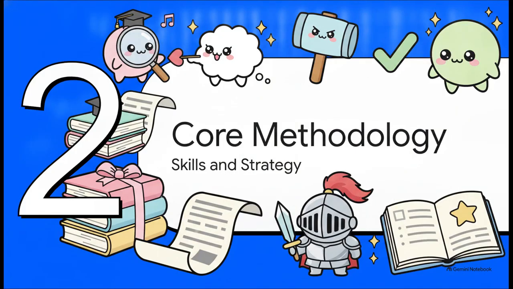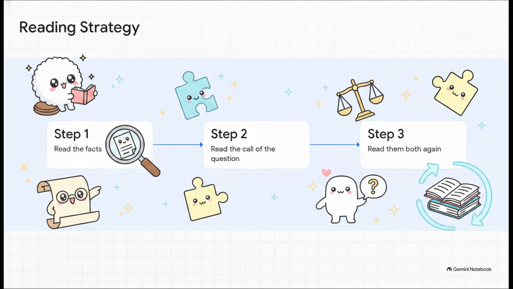So let's move to Section 2, core skills and methodology. Obviously, your substantive knowledge is essential, but you simply cannot successfully do your issue spotting if you fail to read properly. So we rely on a brilliant three-step reading strategy. Read the facts, read the call of the question, and then read them both again. Understanding the call of the question provides the crucial context you need for the facts. Doing this right up front lets you choose the initial reading order that best fits your unique cognitive style.